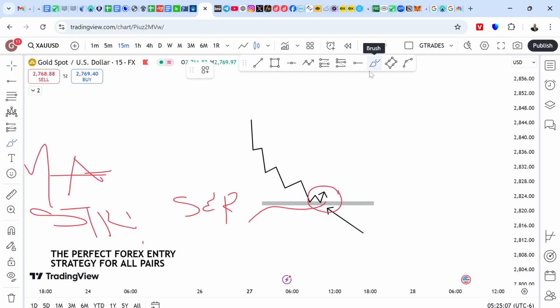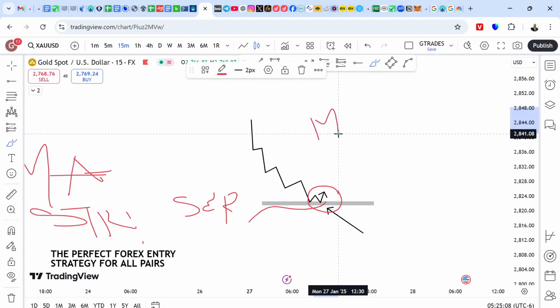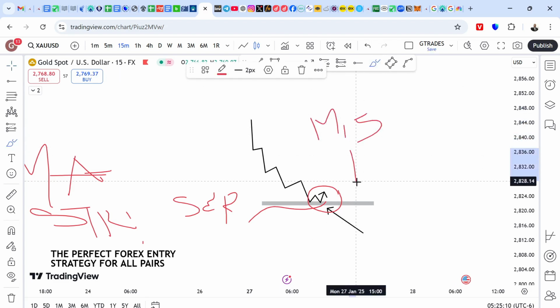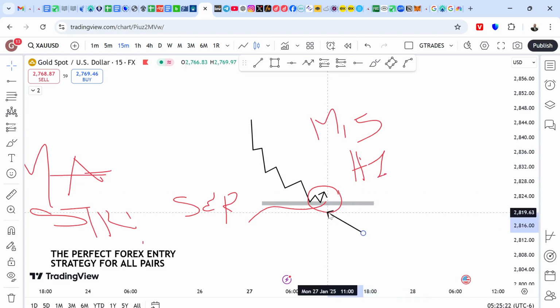Now, this works in all time frames, whether on M15 or H1. But I would recommend you stay on H1 for clear direction. Then you can come to M15 to look for entry. But if you find this type of setup on M1, you can go in. If you find it on M15, you can go in.